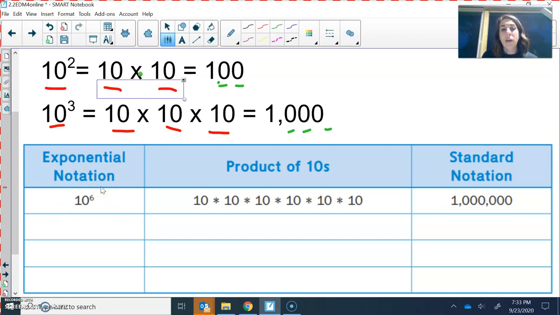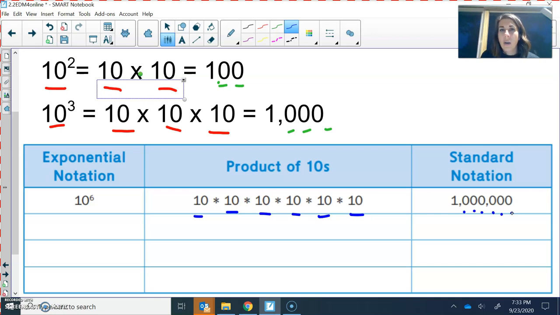That means that we are going to multiply 10 6 times. Look, 10 times 10 times 10 times 10 times 10 times 10. Then in my answer, it also means there are going to be 6 zeros. Let's count. 1, 2, 3, 4, 5, 6. See, 6 zeros.